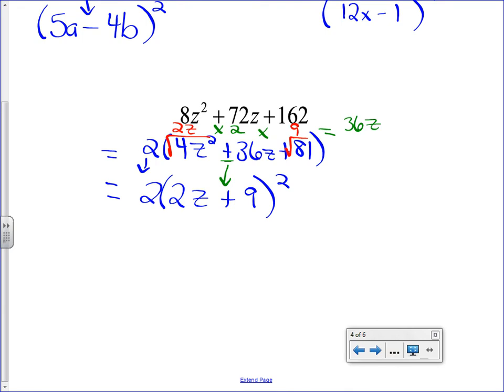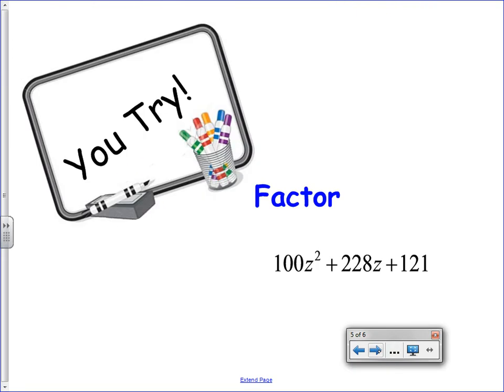Does anyone have any questions about this? Okay, I want you to try this one on your desk. I want to see the check step. Can you factor this?